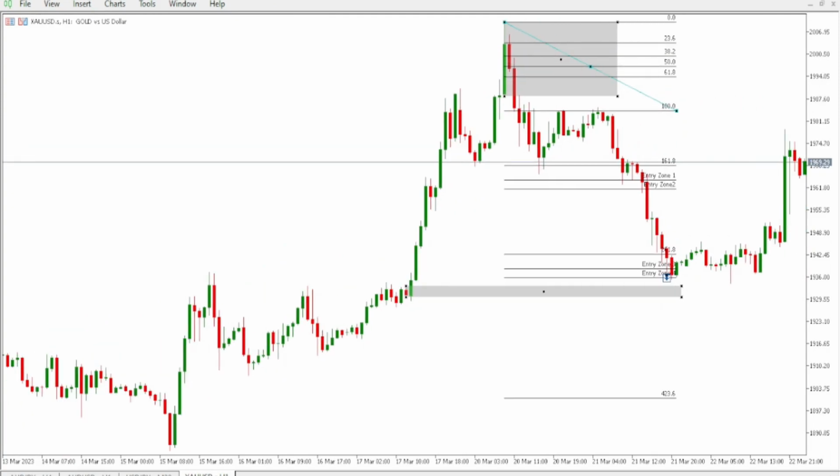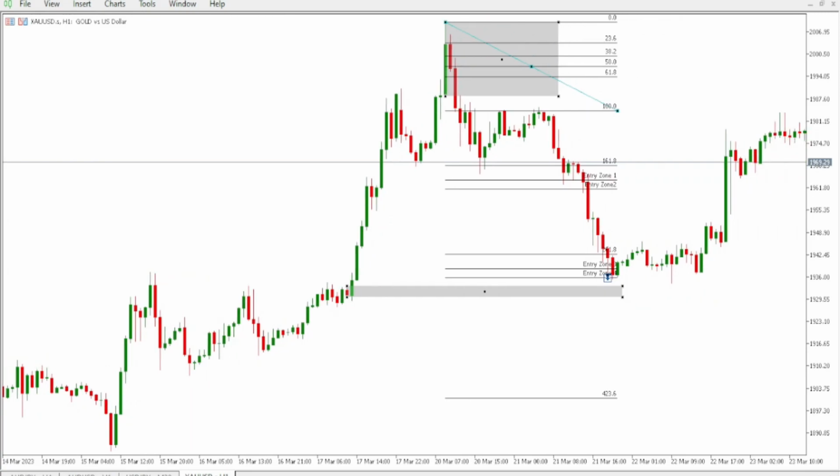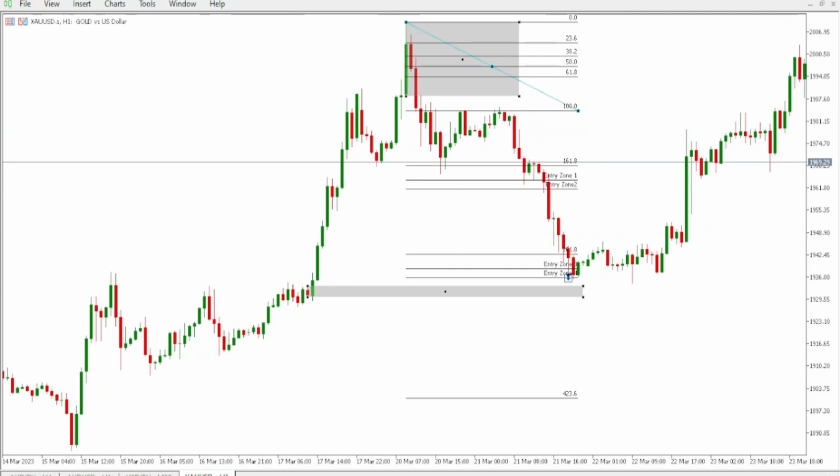There you go. TP1 touched. Let's continue. Okay, TP2 touched, and you can see how this strategy works. Very beautiful and clean.